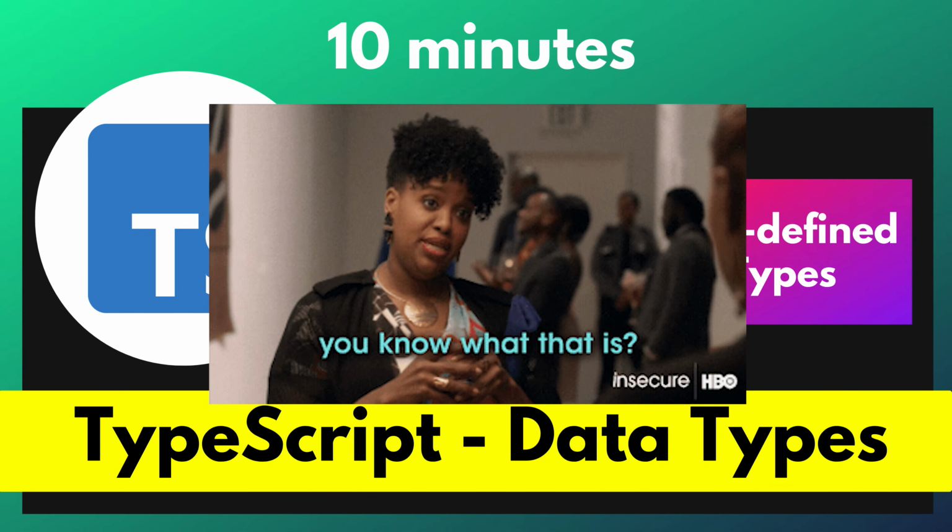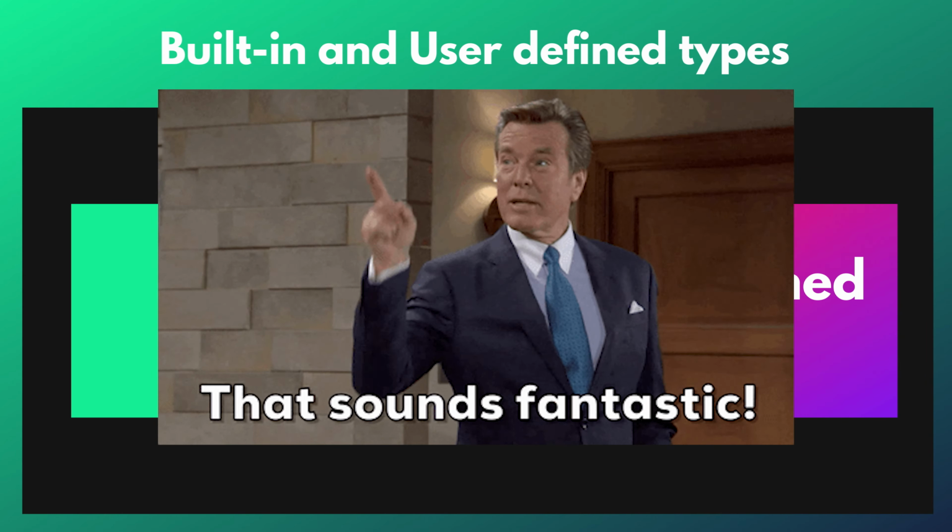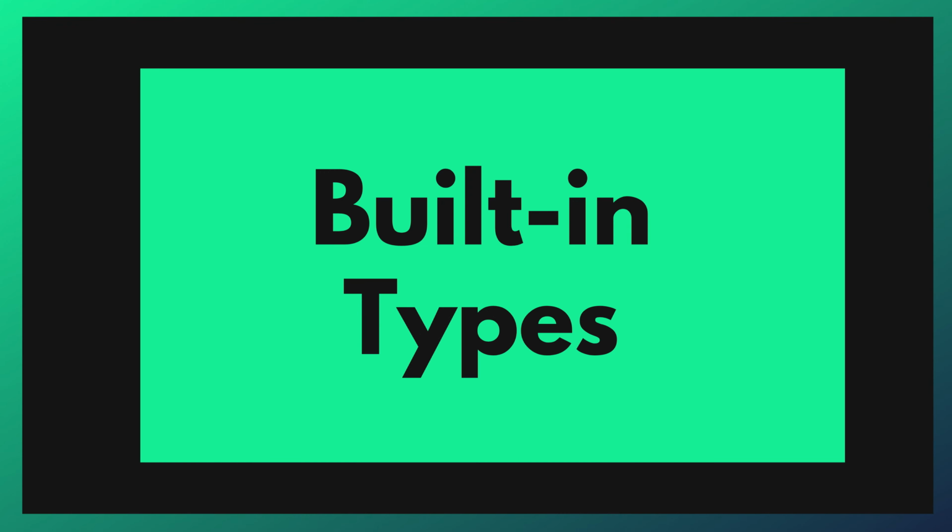We start from the simplest types to the most complex ones, so watch the entire tutorial carefully. There are two categories of TypeScript types: built-in types and user-defined types. Let's begin with the built-in data types.